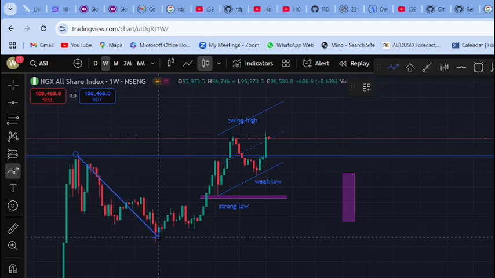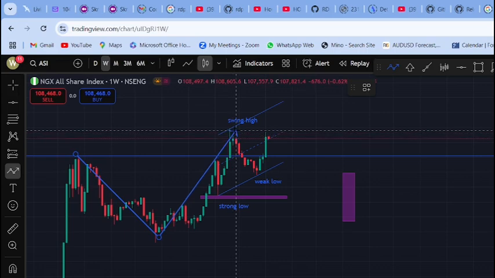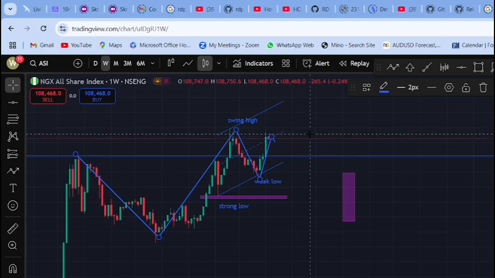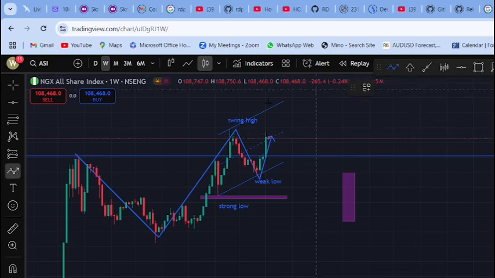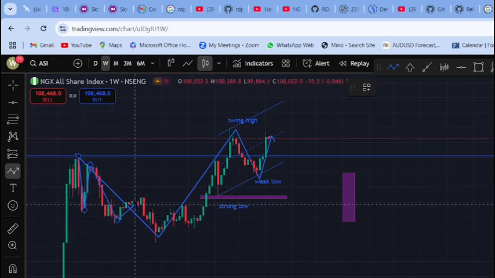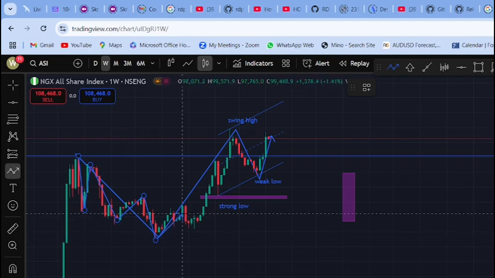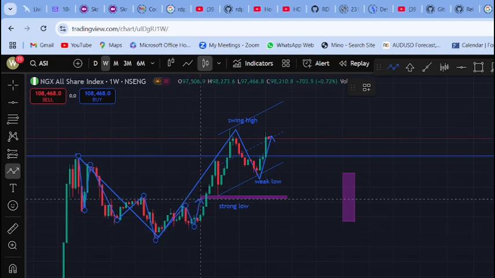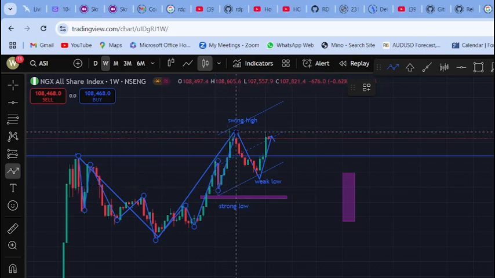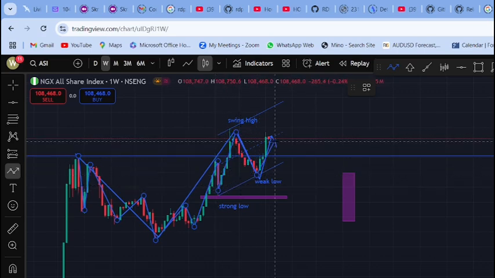Look at it. This is a swing. This is a swing. You can look at it like that. And this is a swing and swing. In a big swing, you can also have some minor swings. This is a swing, this is a swing, this is a swing, this is a swing, and this is also a swing.